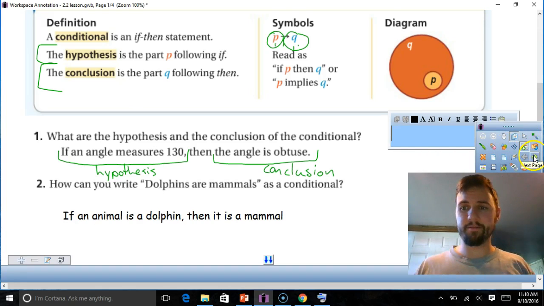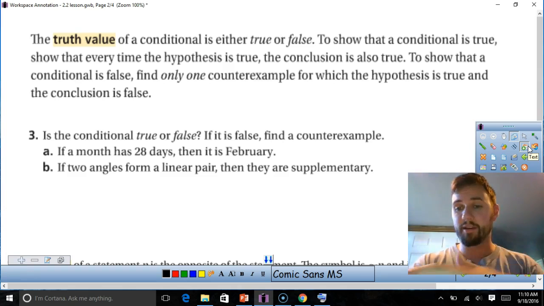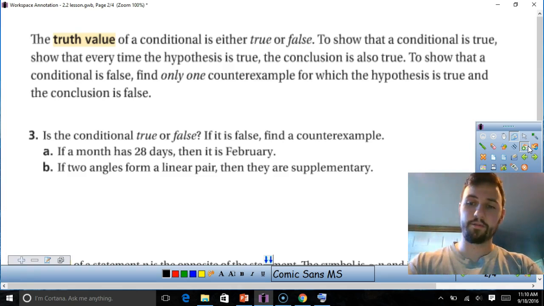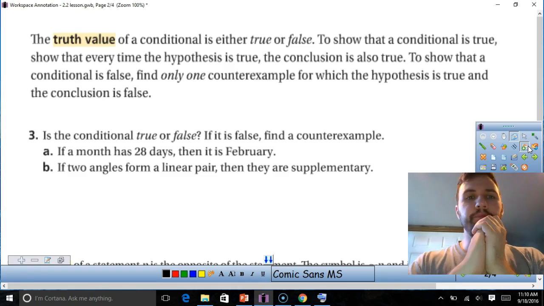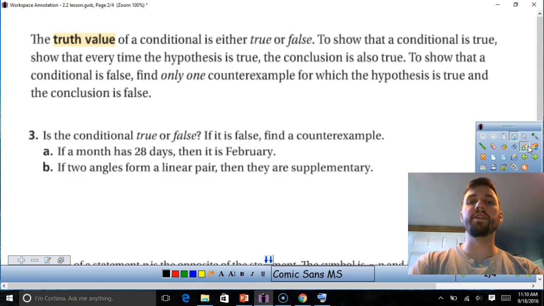Now, the truth value. We don't have a lie detector test for these. We can't hook them up and ask, are you telling the truth? And watch the little needle go. So, it's easier to disprove something than to prove it. To disprove, you just need one counterexample. So it's much easier to disprove than prove.